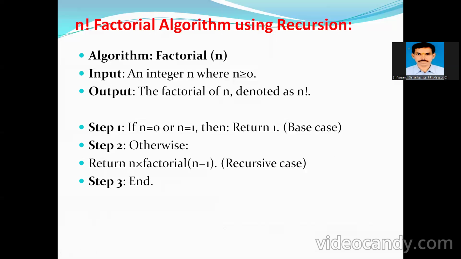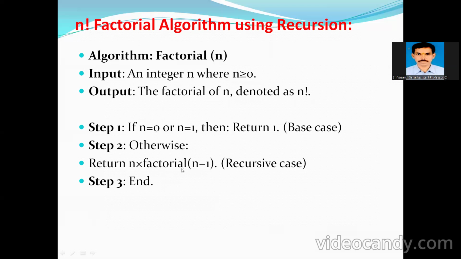Factorial algorithm using recursion. In this we are passing n as my input parameter, an integer where n is greater than or equal to 0, so this is a positive integer. The output is the factorial of n, denoted as n factorial. So the steps: first step, if n is 0 or n is 1, then return 1. This is the base condition. Otherwise, return n into factorial of (n minus 1).